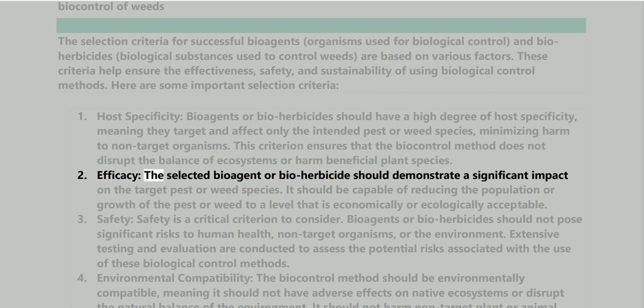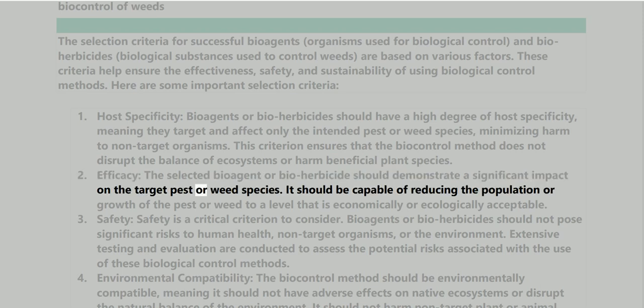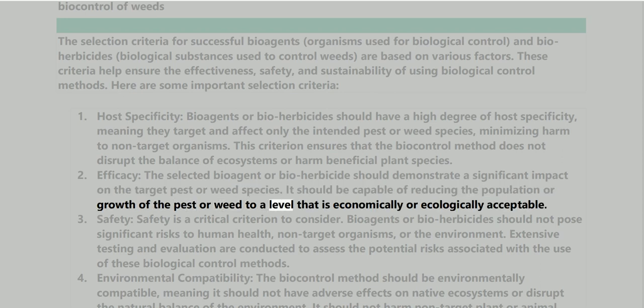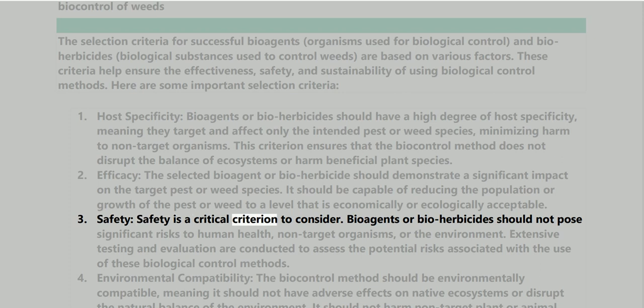2. Efficacy. The selected bioagent or bioherbicide should demonstrate a significant impact on the target pest or weed species. It should be capable of reducing the population or growth of the pest or weed to a level that is economically or ecologically acceptable. 3. Safety. Safety is a critical criterion to consider.